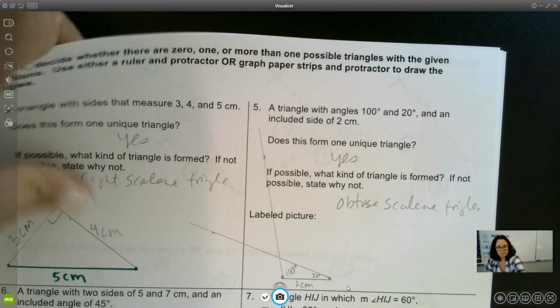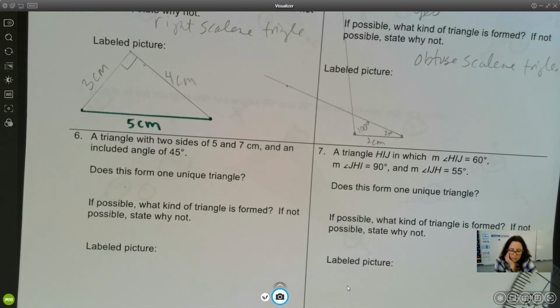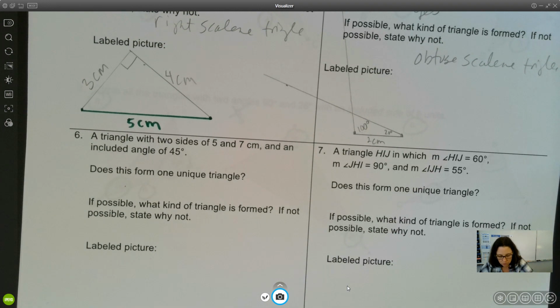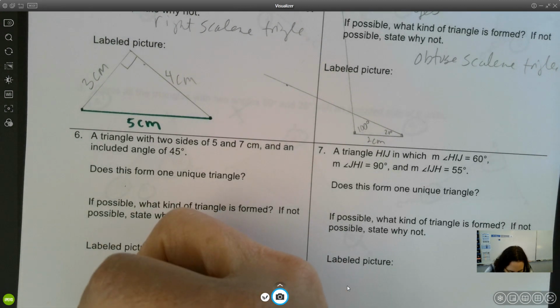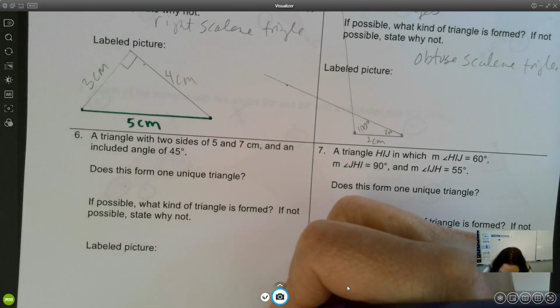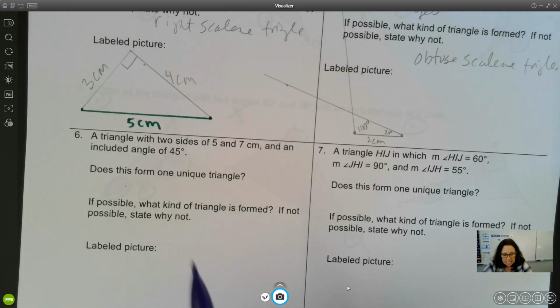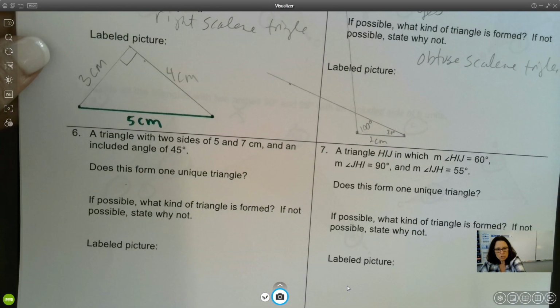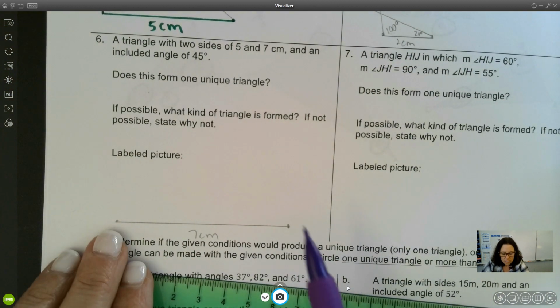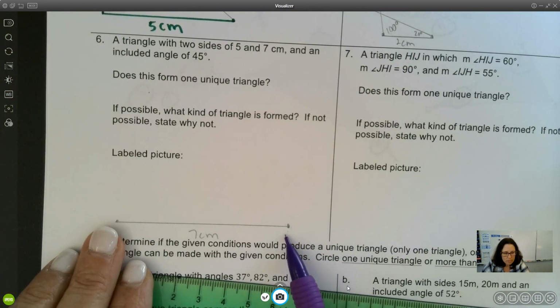All right, number 6. A triangle with two sides of 5 and 7 centimeters and an included angle. So I'm going to draw my 7 centimeters first. I always draw my larger one first, just because I know I have the space for it. So 7 centimeters is here. Okay, I need one of these angles to be 45 degrees. Oh, sorry, guys, I need to scooch it up. I need one of these angles to be 45 degrees. It doesn't matter which one.